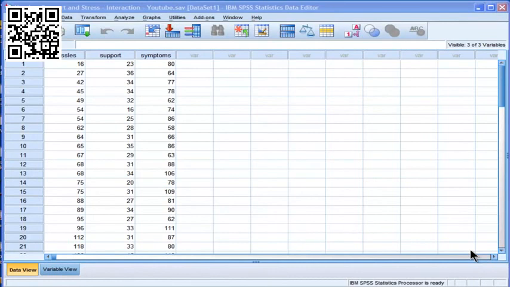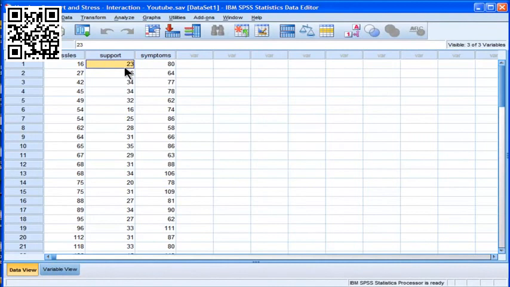SPSS. Now, very briefly, an interaction is said to be observed when the nature and or strength of the relationship between two variables changes as a function of a third variable. And it's what some people call a moderator or moderation analysis.